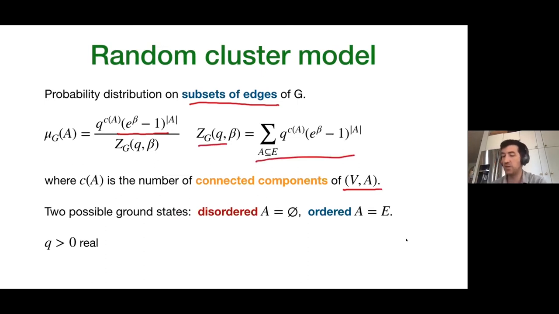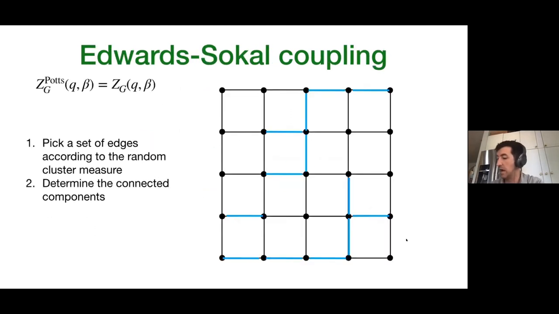And now there are no colors. You have two possible ground states: the disordered state where you take no edges, and the ordered state where you take all of the edges. To emphasize, Q can now be real. It doesn't have to be an integer. But there's a nice coupling with the Potts model when Q is an integer. In particular, the partition functions are the same. So understanding one, you understand the other.